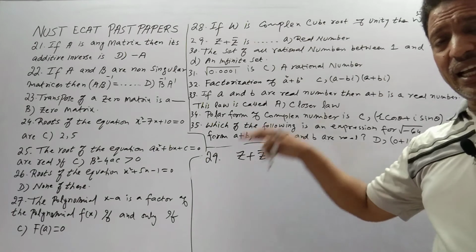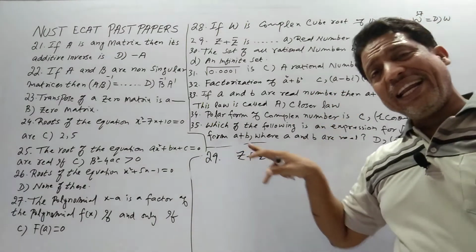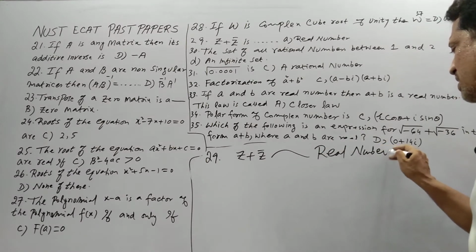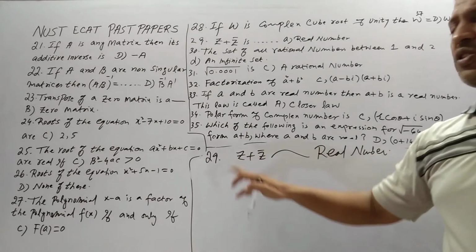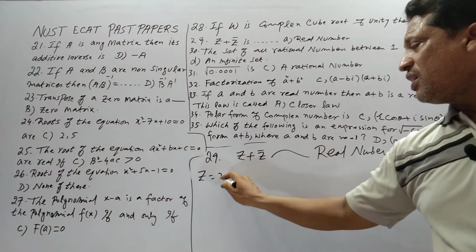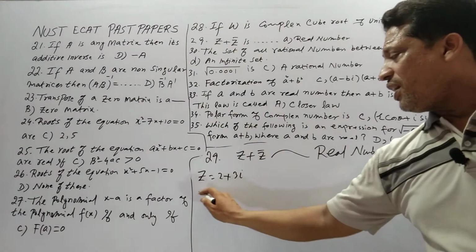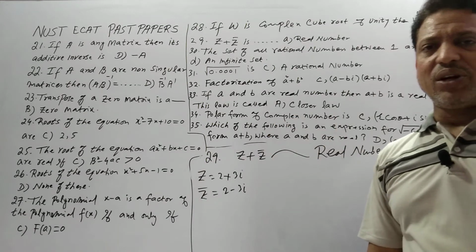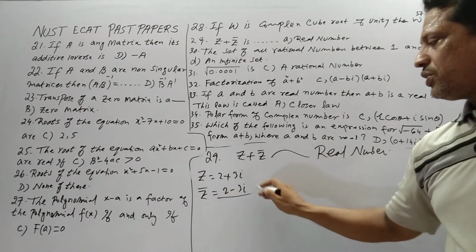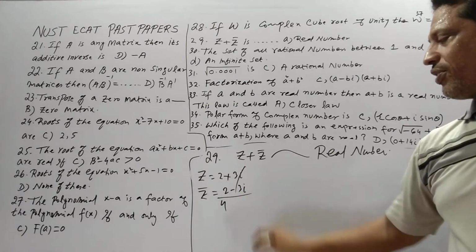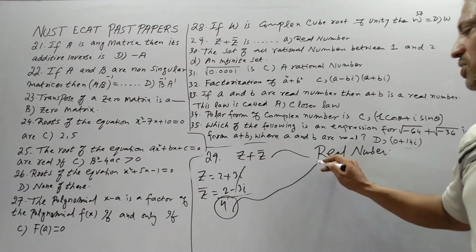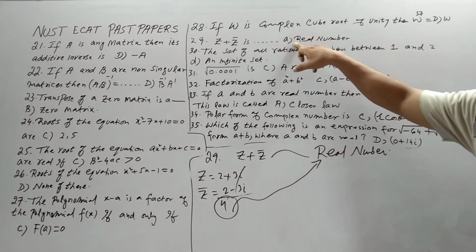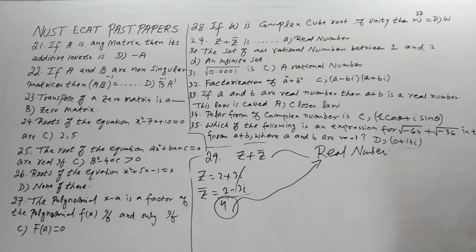So the addition of Z and its conjugate is always a real number. How? Suppose we have a complex number Z, 2 plus 3 iota. Therefore, its conjugate is 2 minus 3 iota. Just put a minus sign with the iota term. If you add these two, 2 plus 2 is 4, minus 3 iota plus 3 iota is 0. And this is 4, and 4 means real. Real means without iota. Hence, the correct option of 29 is A, real number. Hope you understand.